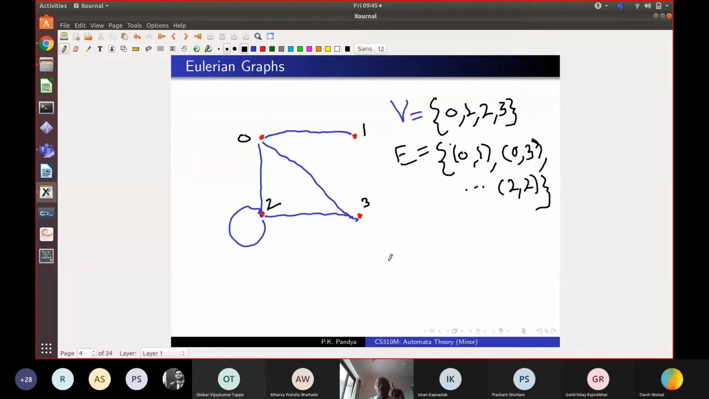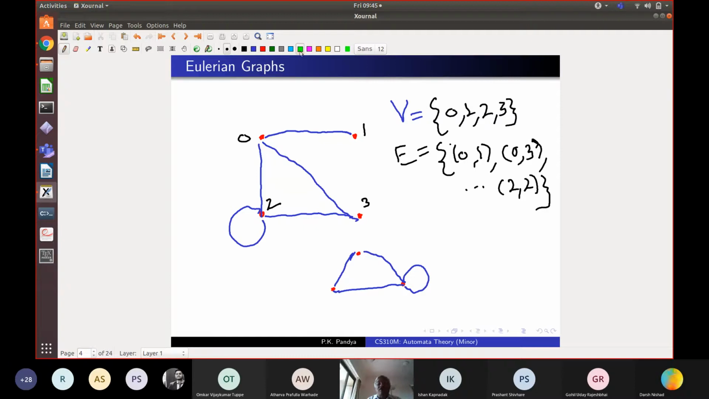So I will, for example, draw another graph here. I will draw a graph which is like a triangle with 3 edges. So here I have another graph. It's a triangle, maybe even with a loop. So this graph is Eulerian.